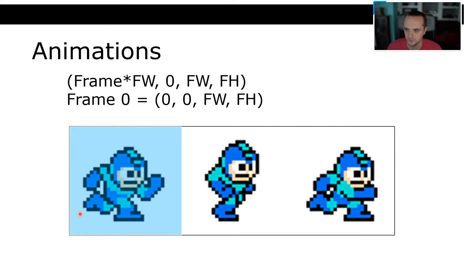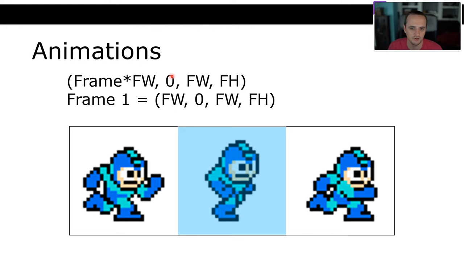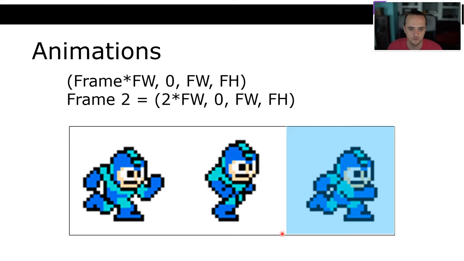Frame 1 is going to be 1 times frame width, 0, frame width, frame height. So here, frame width is the x value of the start. So coordinate frame width, 0 is right here. And it's going to be frame width and frame height. That's the subrectangle that we want to draw. And then frame 2 is 2 times frame width, 0, frame width, frame height. So we can see how that pushes it forward by the frame width every frame, and we still draw the same dimensions, okay? So we step through frame 0, frame 1, frame 2, and we do this in a cycle. And when we go to draw that sprite every so often, that's how it'll work.